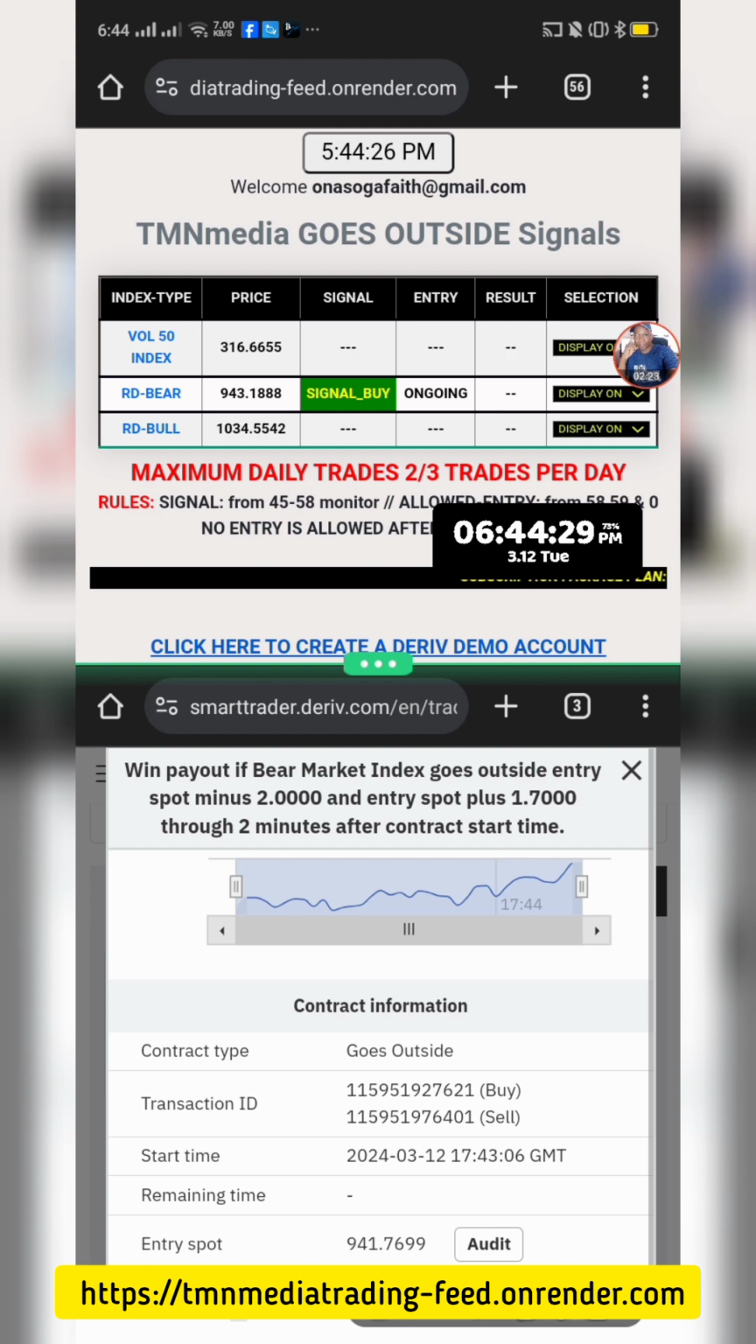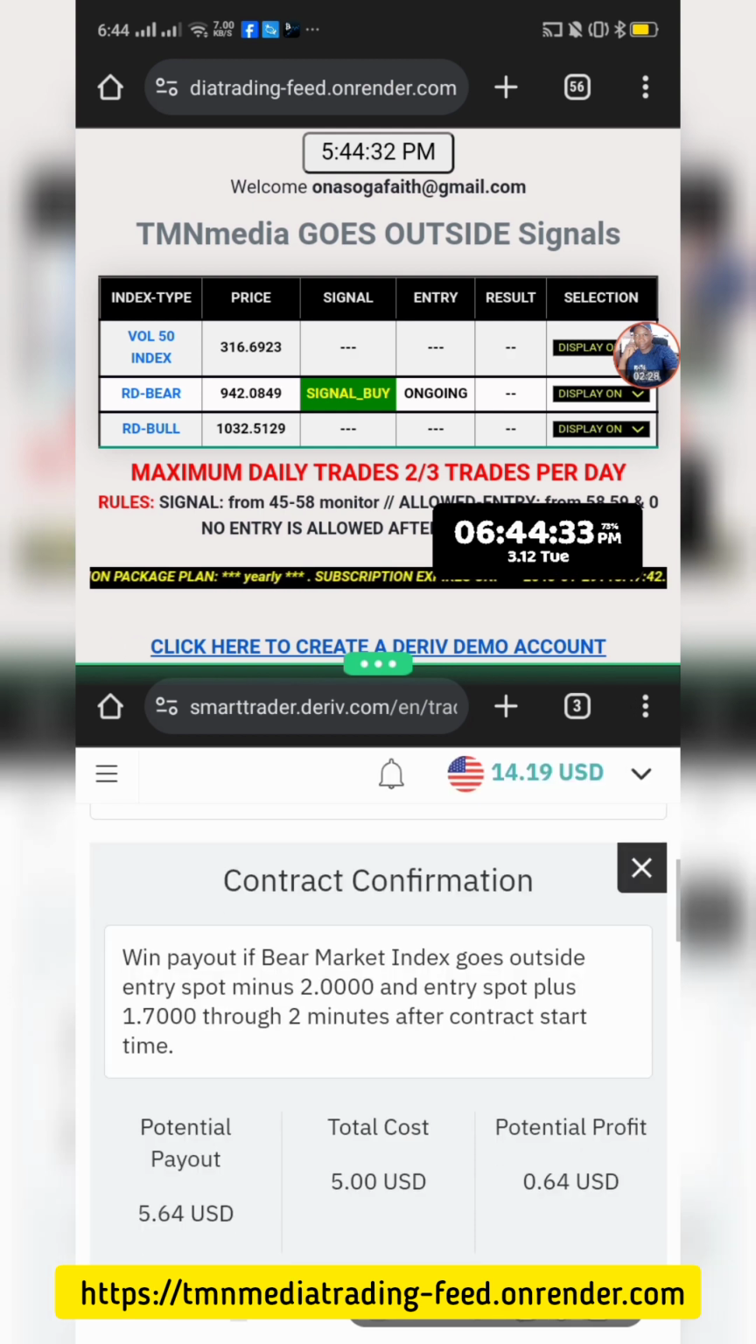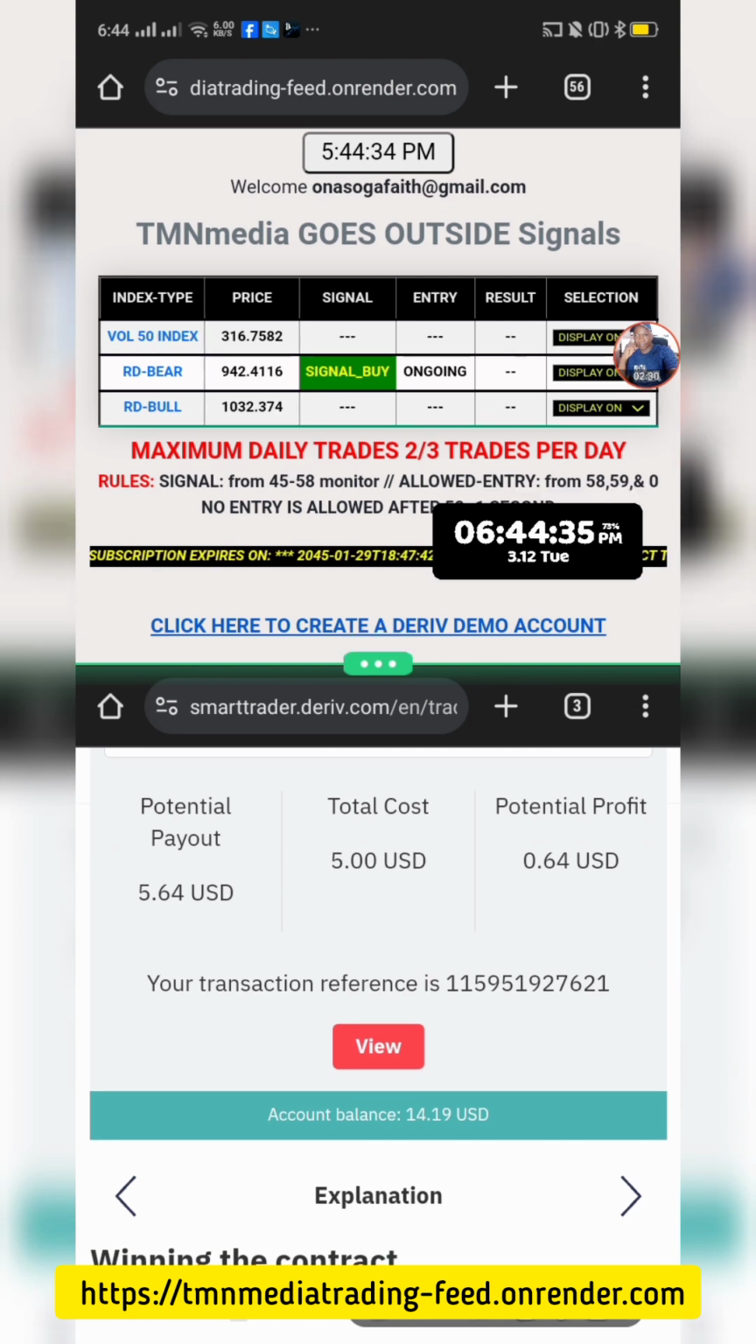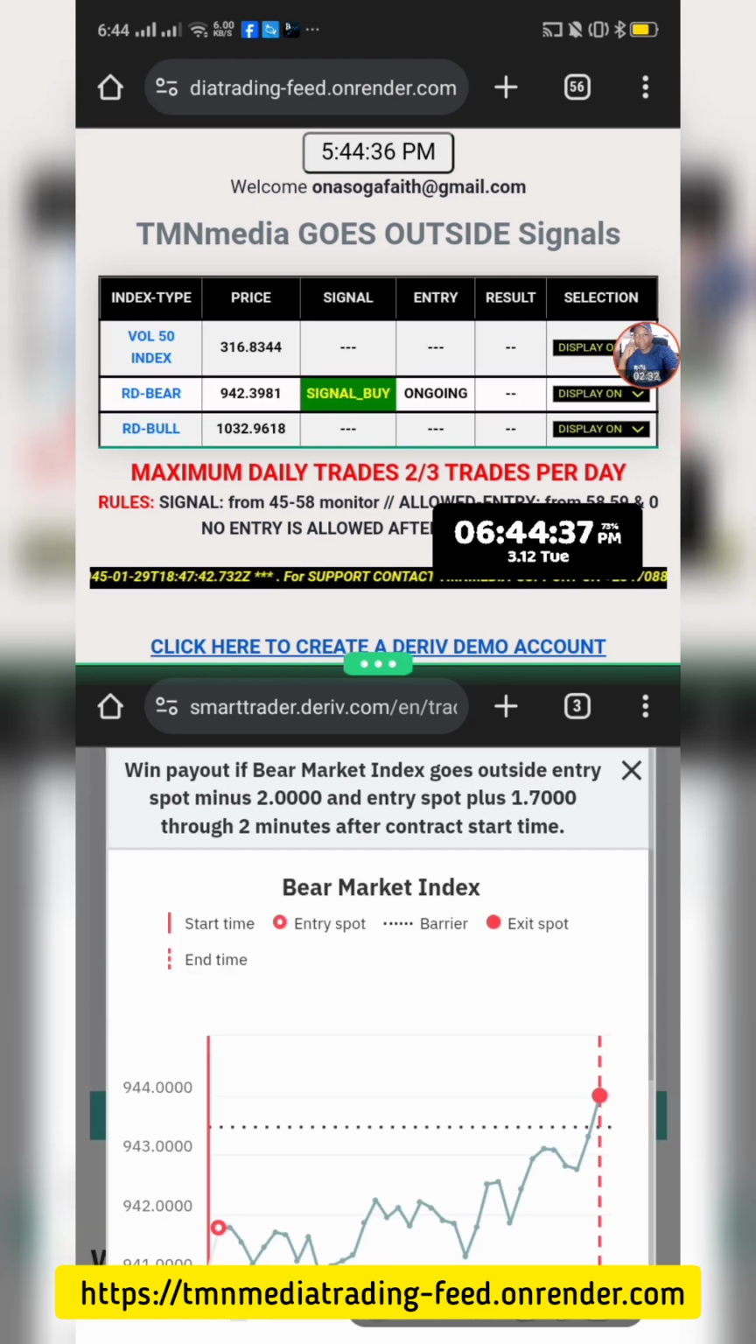Despite the fact that I had a late entry, because I was trying to adjust the setup, I already won the trade. And you will see the signal also from here. By the time 2 minutes is over, it will display the result, whether it was won or lost. Because 2 minutes has not lapsed, it has not shown yet. Once 2 minutes lapse, it should give us the result here.